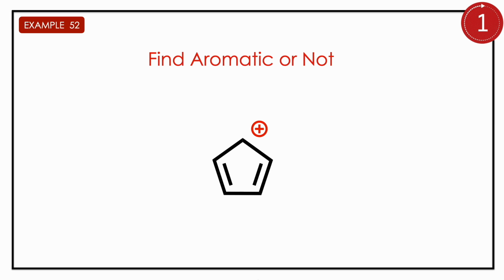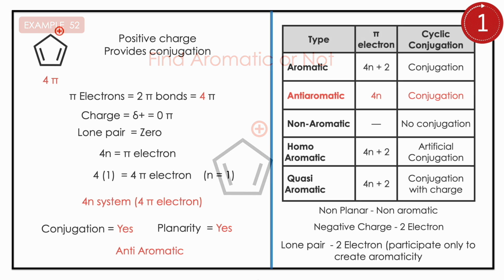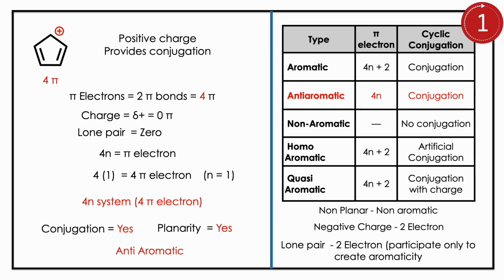Then the next example, you have the cyclopentadienyl cation. You should find whether the compound is aromatic or not. Here you have a cation. The cation helps conjugation with delocalization. So you have 2 pi bonds in the system, so 4 pi electrons. The charge contributes 0 pi electrons because it is a cation. So lone pair is not there. So 0 pi electrons. So it's a 4n system with 4 pi electrons where n equals 1.